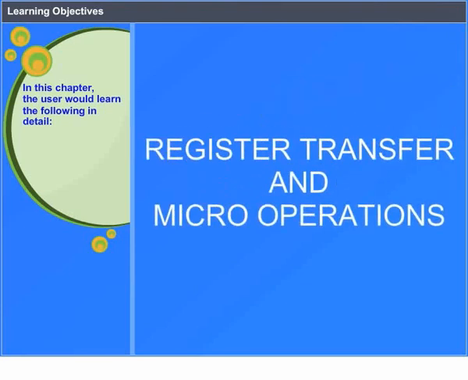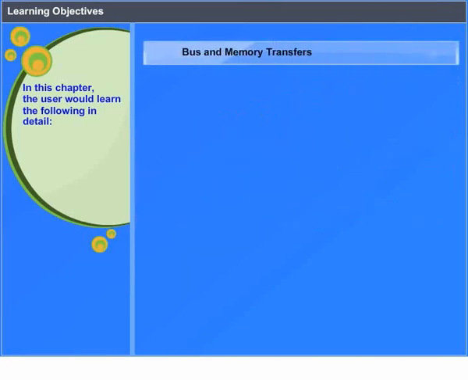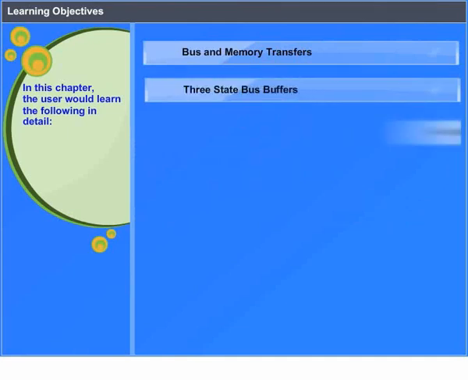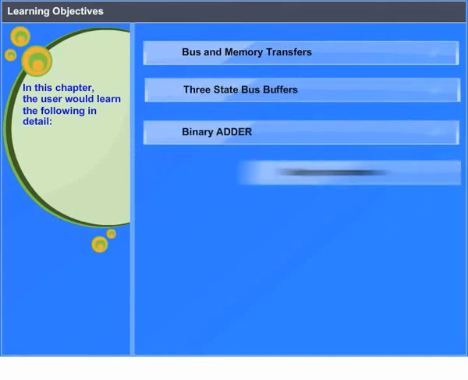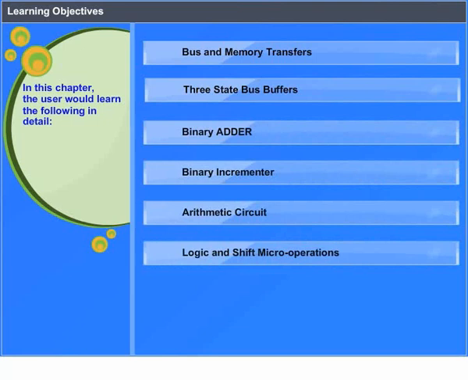Register transfers and micro-operations. Learning objectives. In this chapter, the user would learn the following in detail. Bus and memory transfers. Three-state bus buffers. Binary adder. Binary incrementer. Arithmetic circuit. Logic and shift micro-operations. ALU.